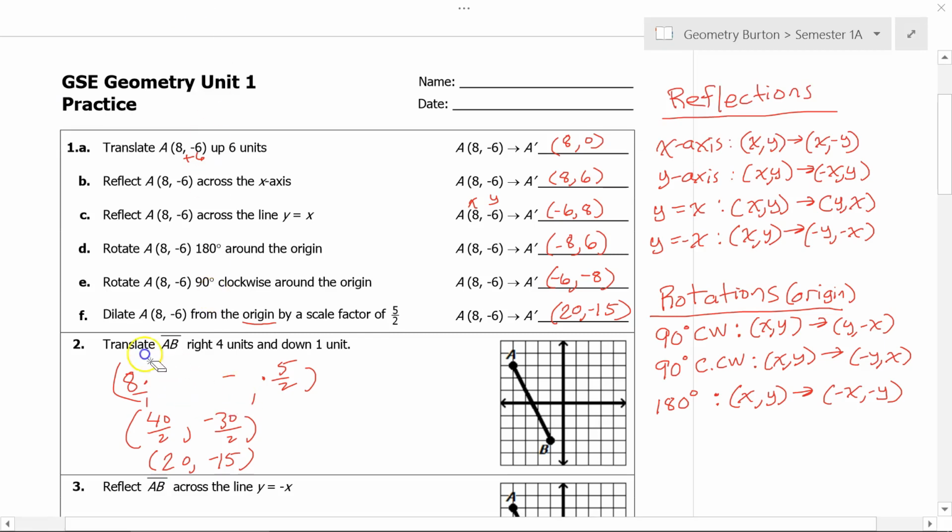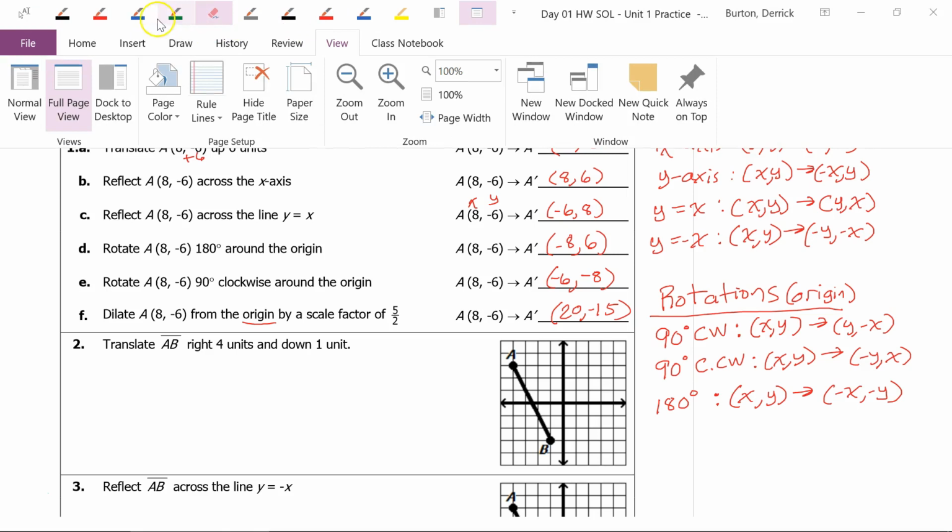Okay, and that's how you do a dilation when the center is the origin. Okay, moving on.